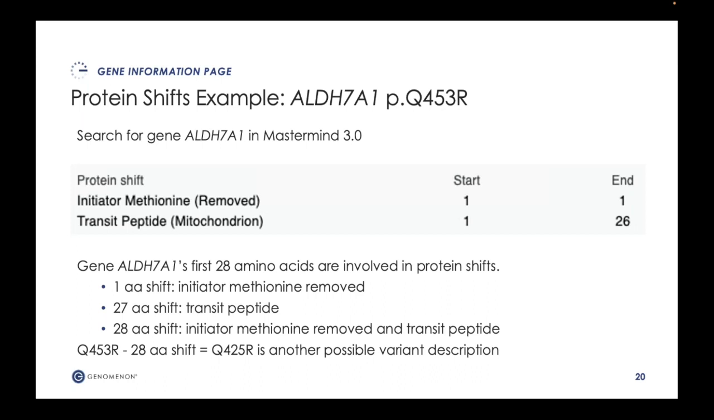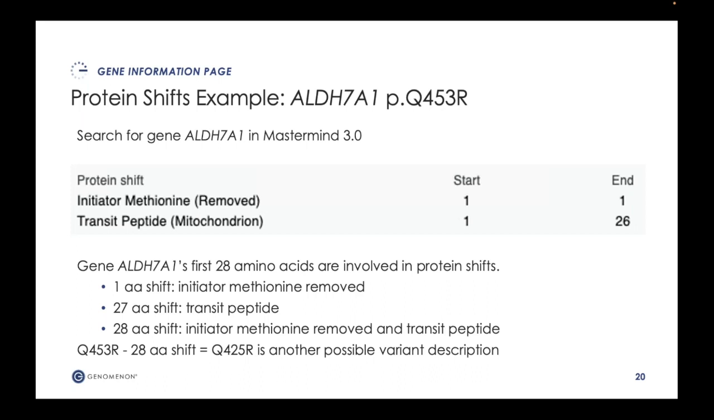So now I know as a curator that the first 28 amino acids for my gene are involved in protein shifts. And as I have listed here, different combinations of these shifts can alter how the nomenclature might appear. And interestingly enough, the initiator methionine and transit peptides are very common shifts. I see as a variant analyst these shifts all the time, if not on a daily basis. And so this is a very common phenomenon regarding nomenclature.